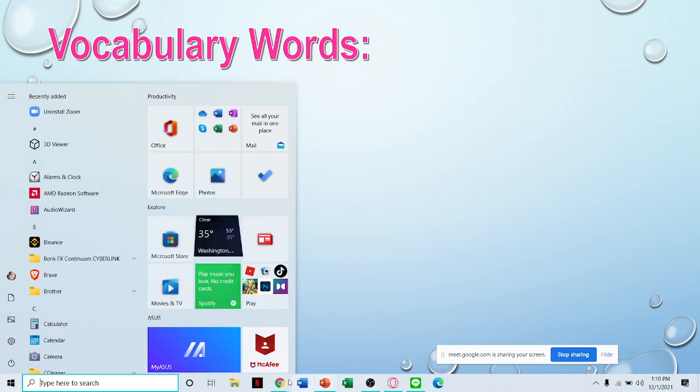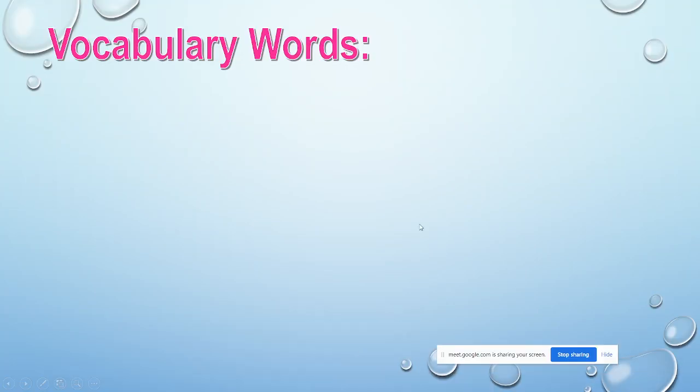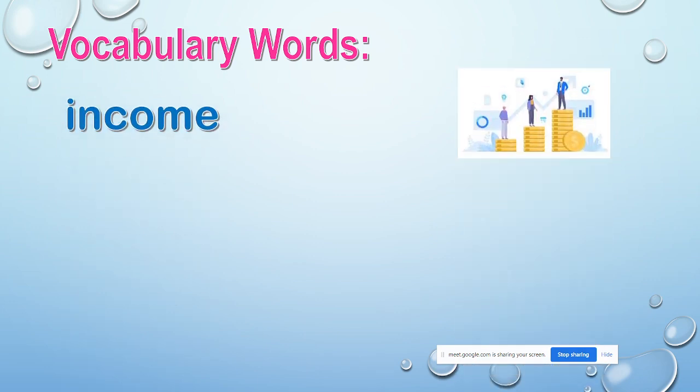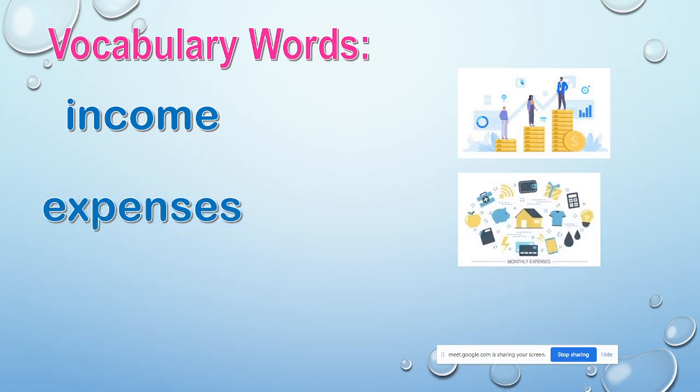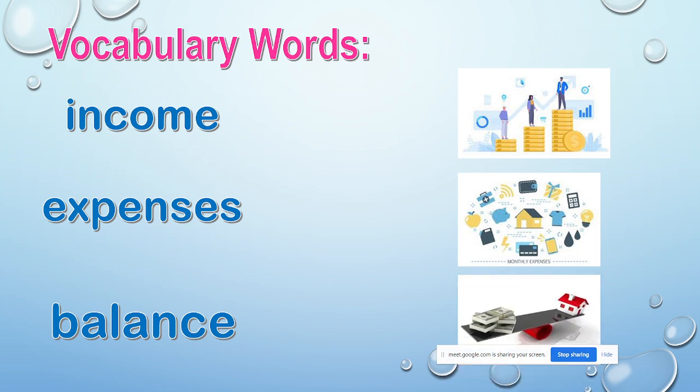The first one is income. Can you say that? Income. The next is expenses. Expenses. And the last one is balance. Balance. All right. Please turn off your microphone.